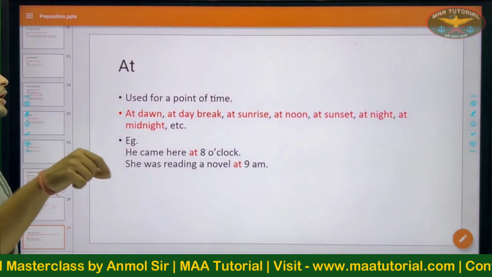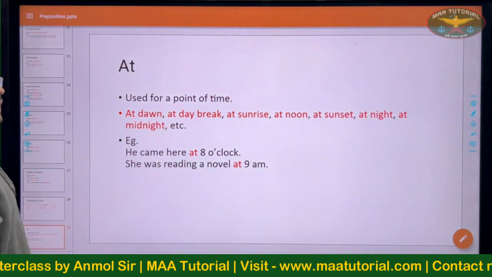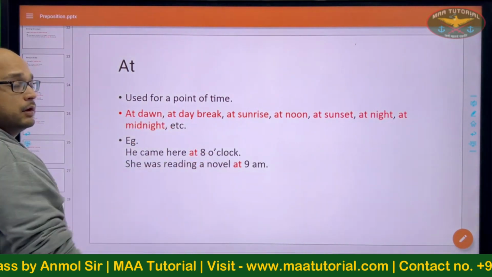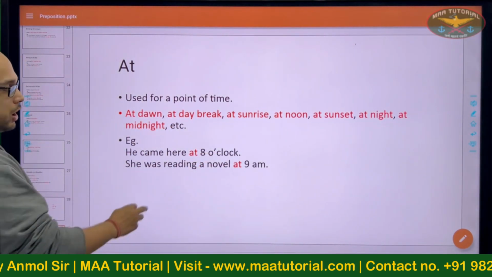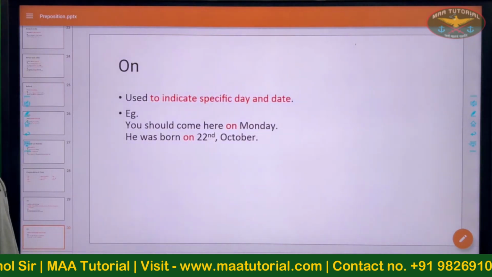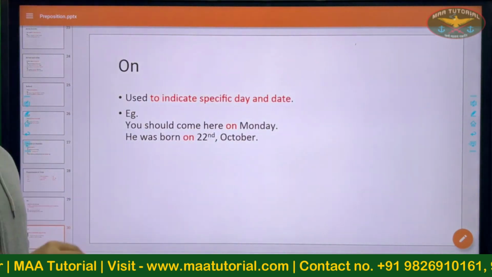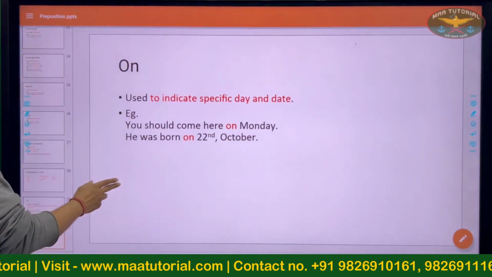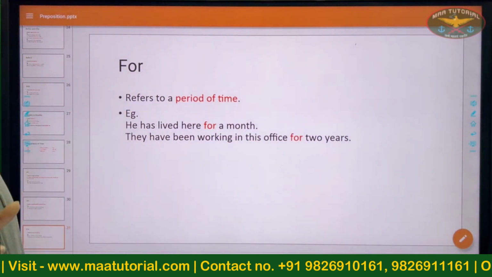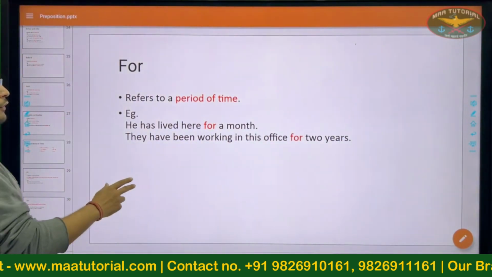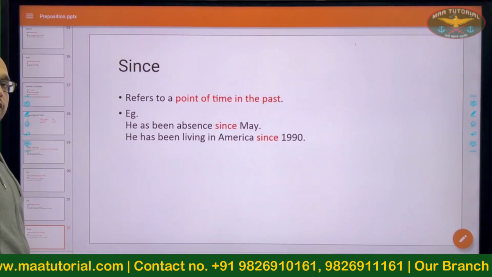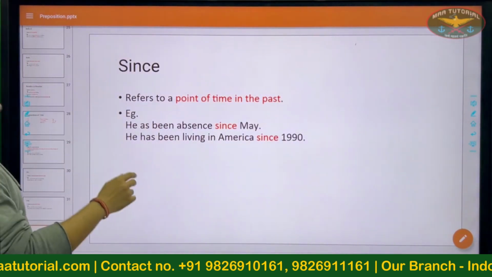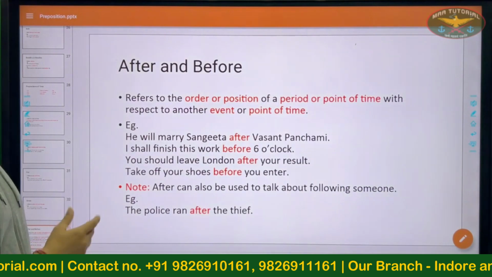At, used for a point of time. At dawn, at daybreak, at sunrise, and also for time. I will do something at 6 o'clock. On. It is used to indicate a specific day or date: on Monday, on 22nd October. For is for a period of time, for a month, for 2 years. Since is a point of time in the past. Since May, since 1990.